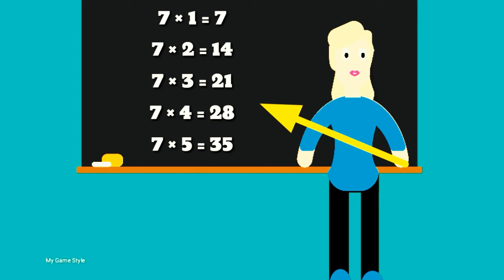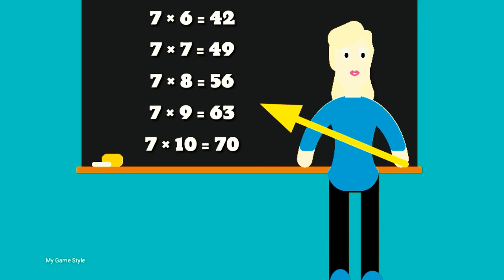7 1s are 7, 7 2s are 14, 7 3s are 21, 7 4s are 28, 7 5s are 35. 7 6s are 42, 7 7s are 49, 7 8s are 56, 7 9s are 63, 7 10s are 70. 8 table. 8 1s are 8.